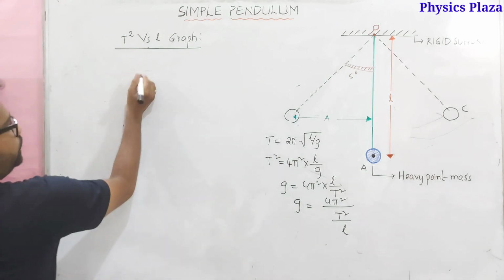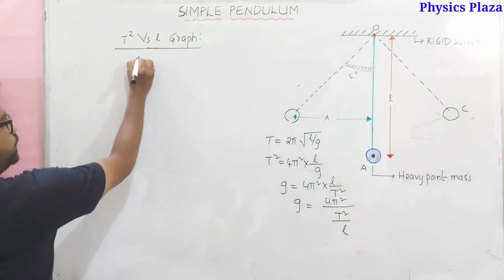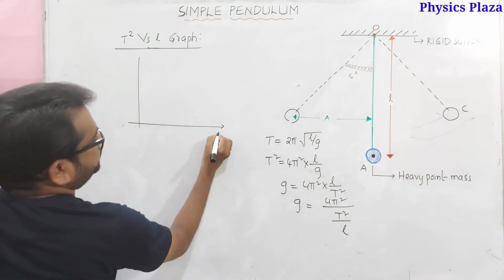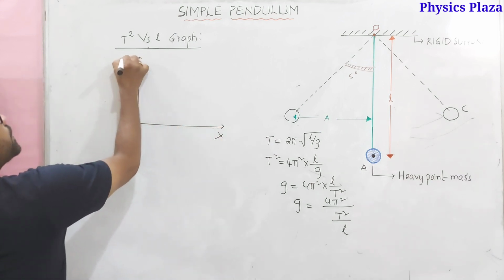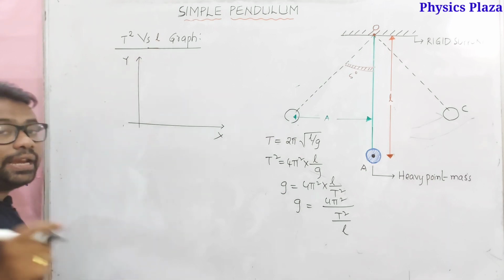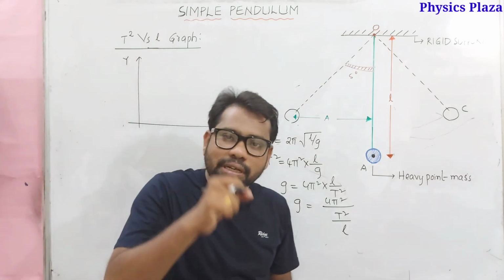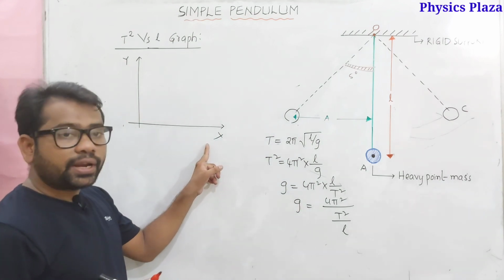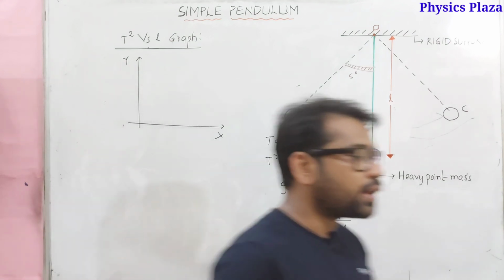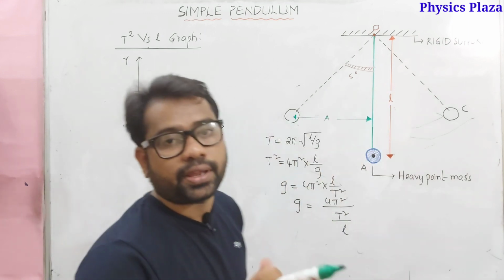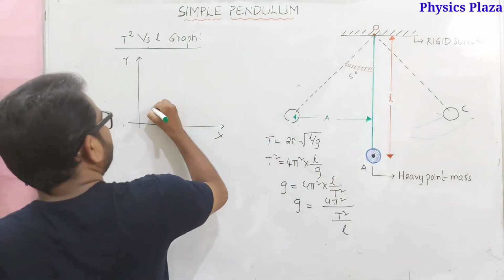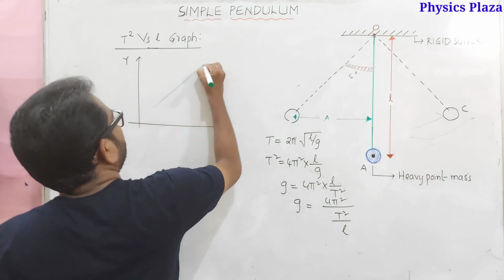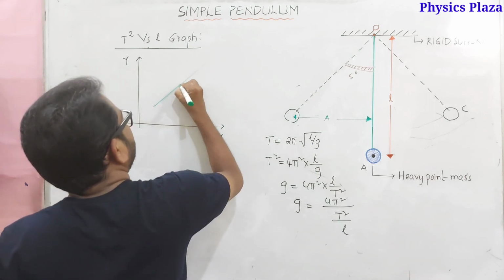Children, let us make a graph. This is the x axis and here is the y axis. Here length is an independent quantity and time is a dependent quantity, and independent quantities should always be taken on the x axis, whereas dependent quantities should be taken on the y axis. Then we get a graph like this. For different values of L, you will get a straight line like this.